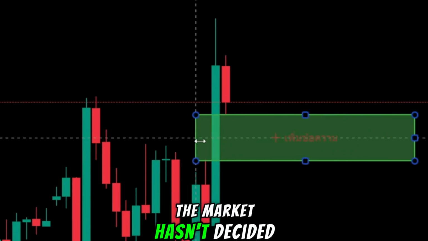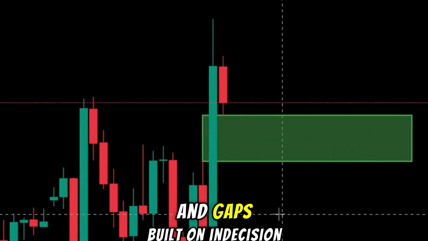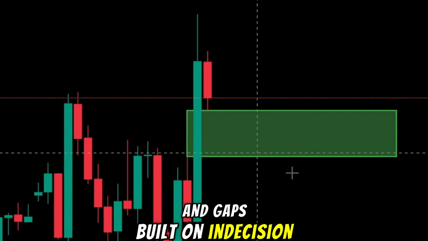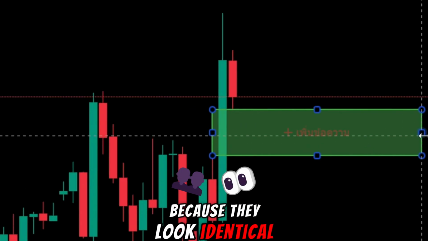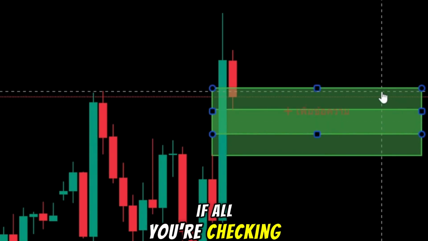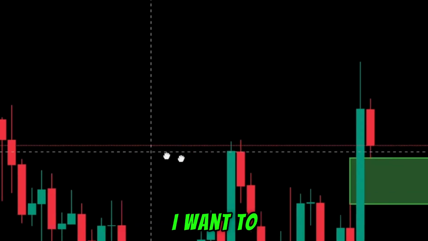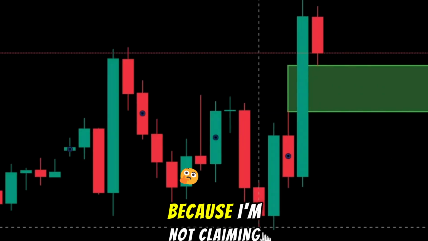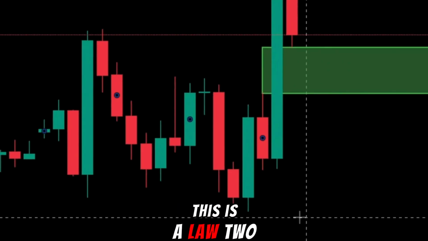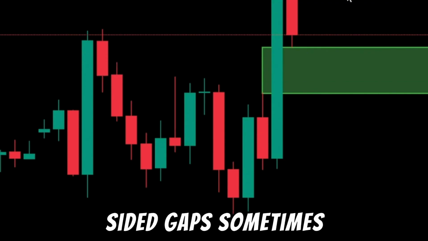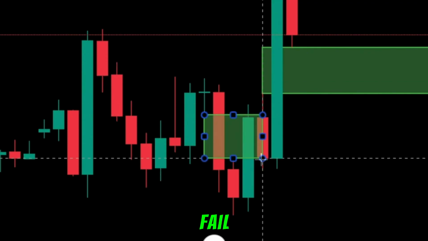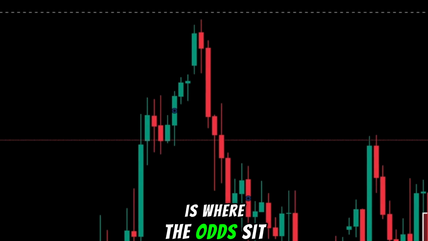The market hasn't decided, and gaps built on indecision are where most of your losses live, because they look identical to the good ones if all you're checking is the geometry. I want to be precise here, because I'm not claiming this is a law. Two-sided gaps sometimes work. One-sided gaps sometimes fail. What I'm telling you is where the odds sit.